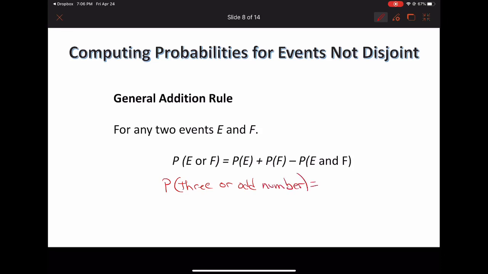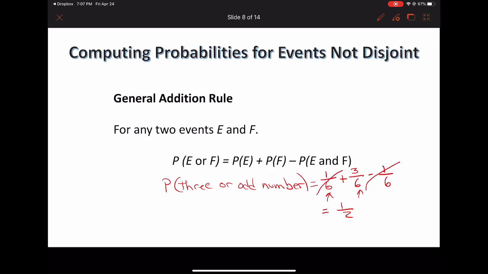Since the 3 is part of the odd numbers, when I do the probability of 3, which would be 1/6, plus the odd number, which would be 3/6, I'm counting the 3 twice because the 3 is part of this and it's part of this. So I have to subtract off the overlap. When 3 is counted twice, I have to take one of those 3's out of there. So my probability then would be 1/6 plus 3/6 minus 1/6, which is 3/6 or 1/2, because these basically cancel each other out.